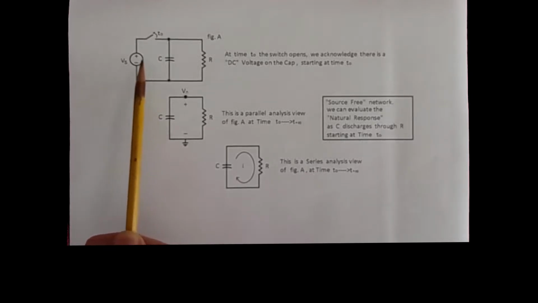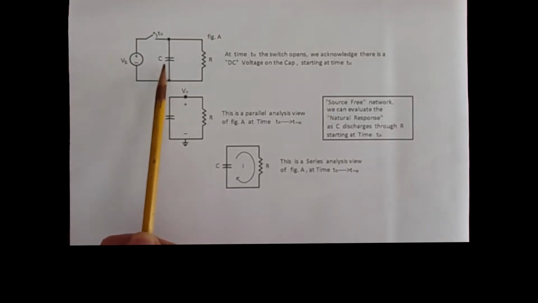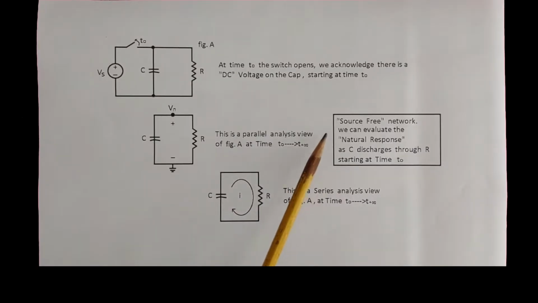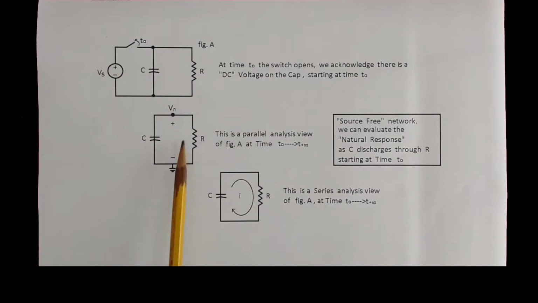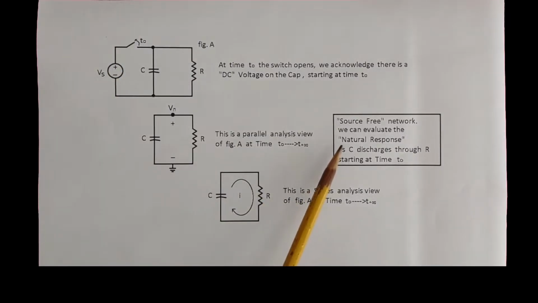Now at time negative infinity, when you first close the switch, the voltage remains at 0 volts, because the cap voltage cannot change instantaneously. This situation is important when we do a series analysis, so we can evaluate the lower limit of integration. After T0, up to time T, we're going to have a source-free circuit because there's no forcing function, and then we're going to have the natural response as the capacitor discharges and dissipates through any load.